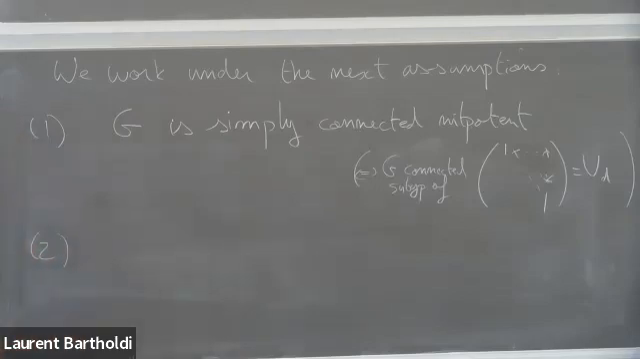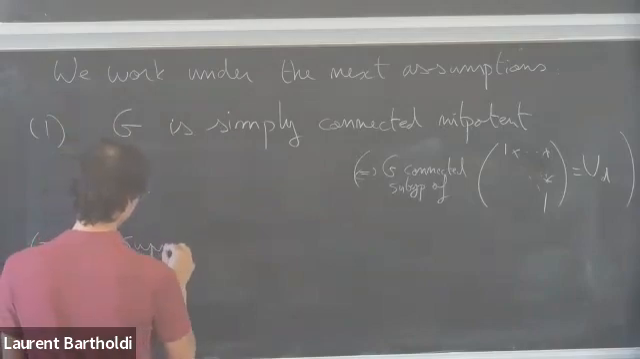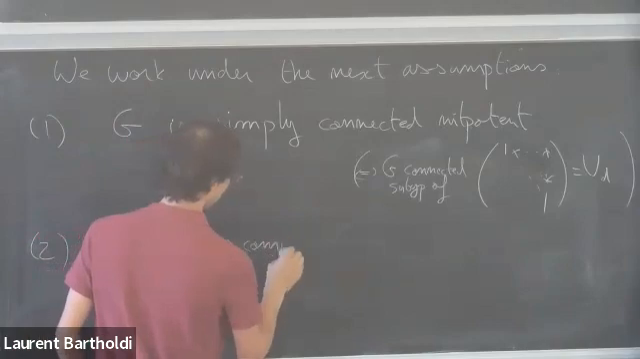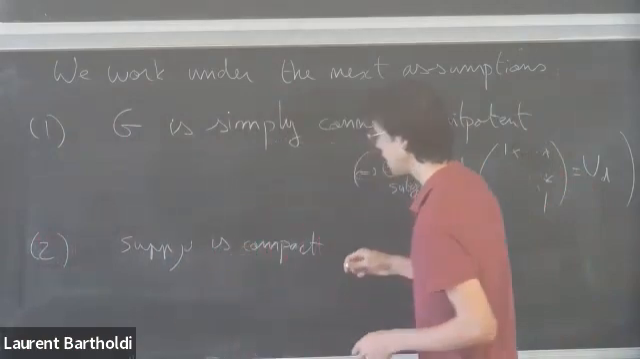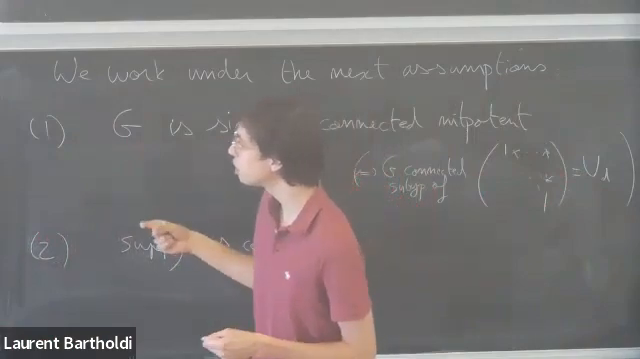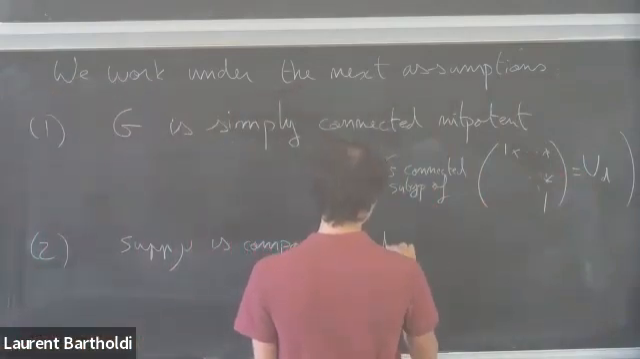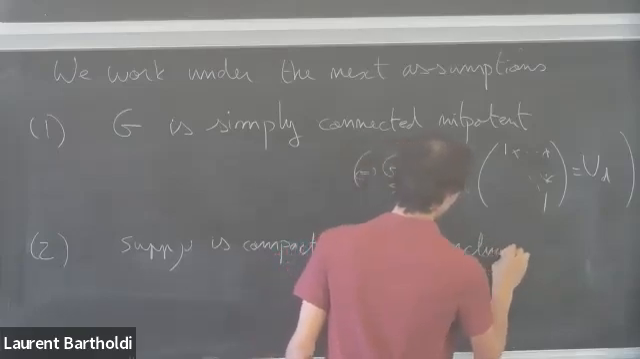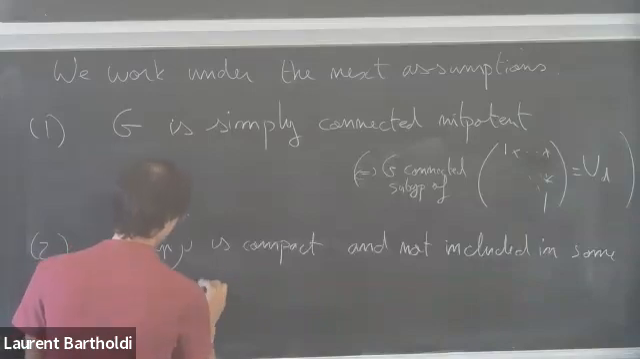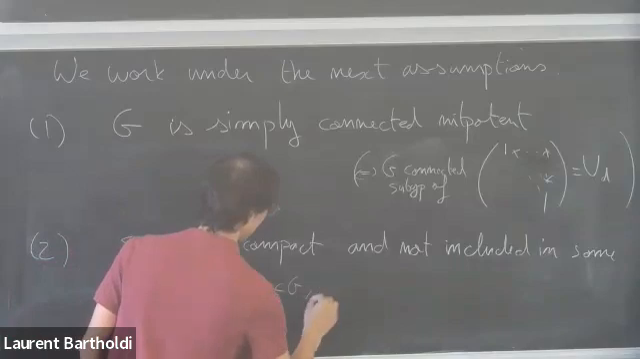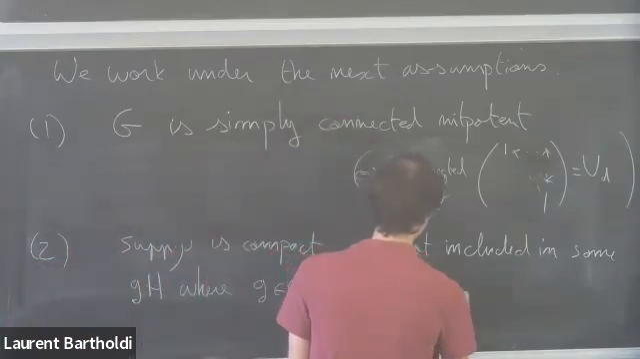We are going to assume that mu is not too degenerate. So suppose that the support of mu is compact. I don't want to enter into complications, so I don't specify weaker moment conditions. And also we assume that the support of mu is not included in a proper closed subgroup of G, nor in any translate g H of a proper closed subgroup H, where g belongs to the group.